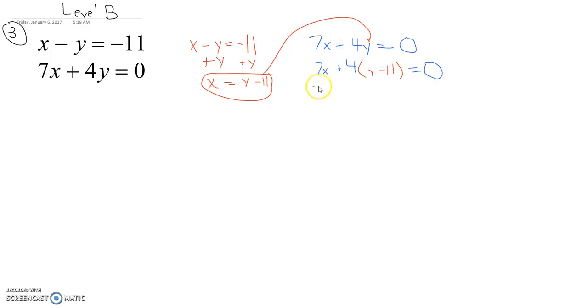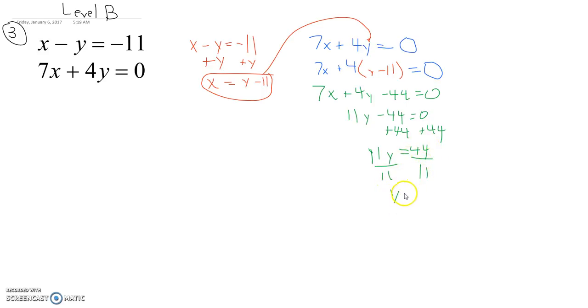We'll go ahead and solve that. 7x distributive property gives me 4y minus 44 is equal to 0. Combining like terms gives me 11y minus 44. And we'll just add 44 and get 11y is equal to 44. Dividing by 11 on both sides, we get y is equal to 4.